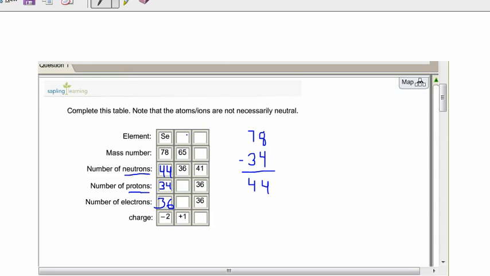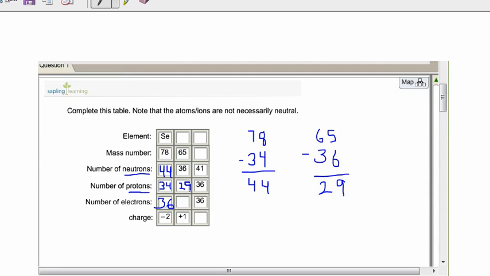All right, now let's look at our second column here. It doesn't tell us what the element is, but we are given a mass number and the number of neutrons. So remembering that the mass number is the sum of neutrons and protons, if I subtract 36 from 65, I will get the number of protons, which is 29.